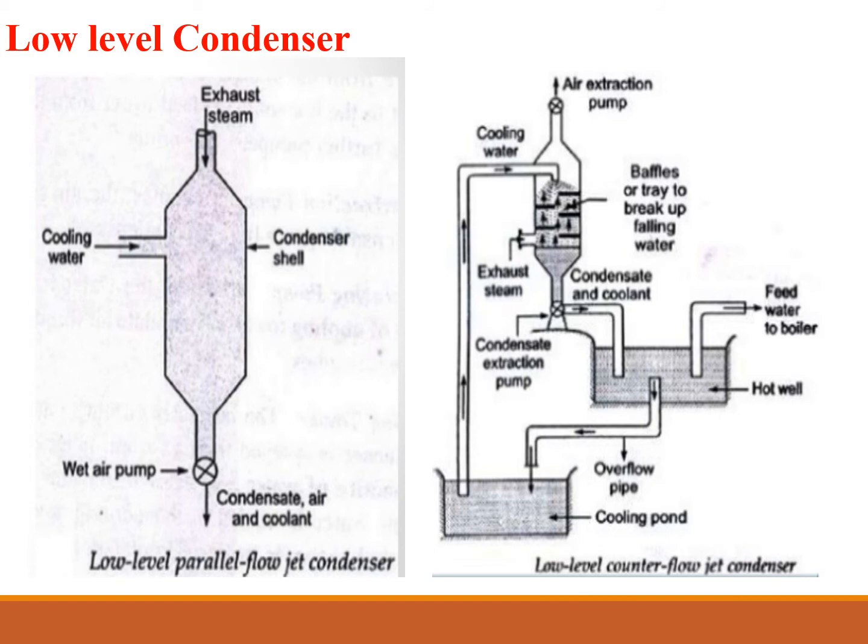The low level counterflow jet condenser consists of a condenser shell in which two or three water trays are fitted with holes to break the water into small jets. Sufficient water head is arranged over the trays so that they are always full of water. The exhaust steam enters from the bottom and cooling water from the top of the shell moves down, with exhaust steam moving upward. The exhaust steam and cooling water come in direct contact and rapid condensation takes place.